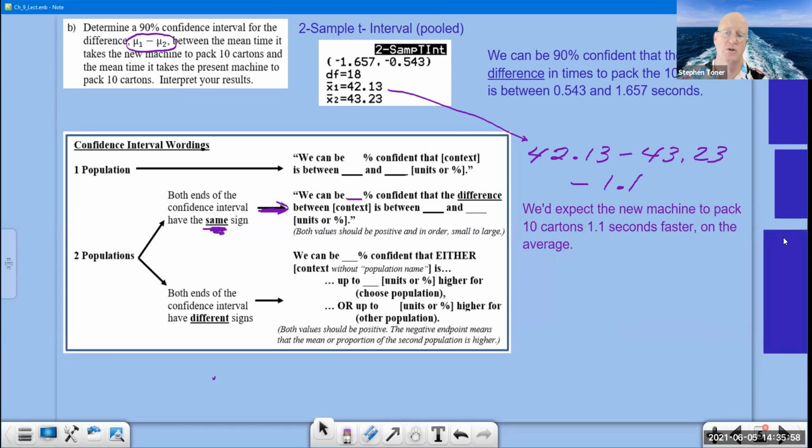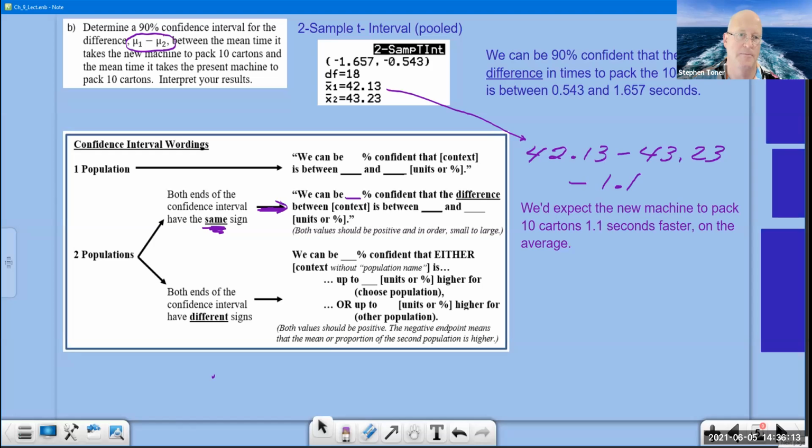We'd expect the new machine to pack about 1.1 seconds faster on the average. That would be a point estimate for the difference between the two packing speeds. You can see there's a lot to pay attention to here.